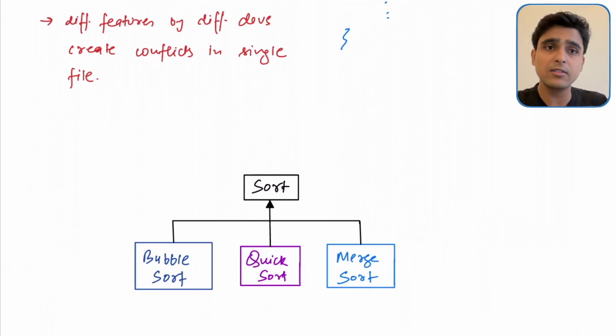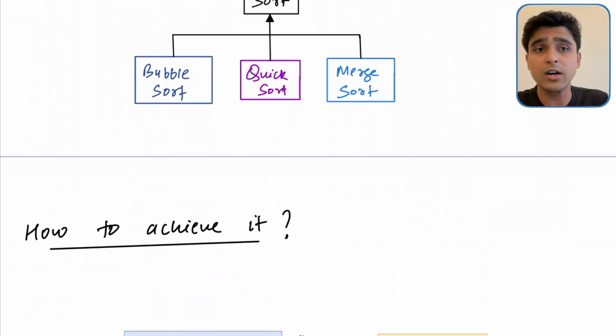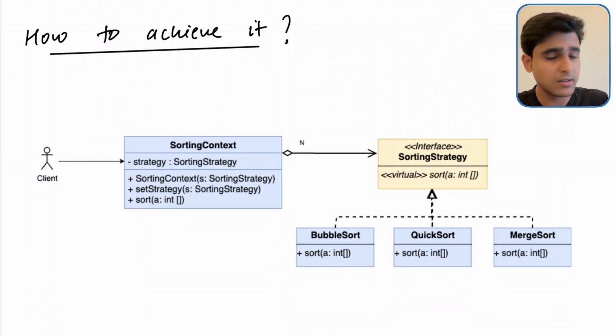Whenever something doesn't work using inheritance, you should always think about something called composition. Composition is where there is no inheritance, there are no subclasses, but a class contains objects of other classes. That is what composition means. So let's see how the strategy pattern achieves it.